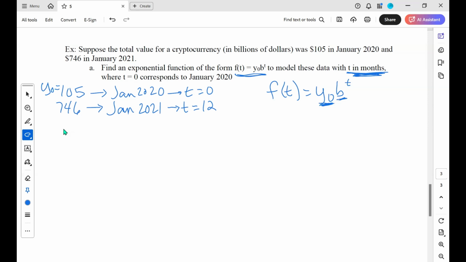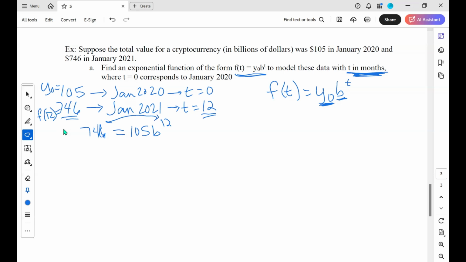So the question is, how do we find the b? Because the b is the harder one to find. And so we use this other information. This 746 is actually our f of 12. So when we go to plug in our information, our f of t is going to be 746, because we're using f of 12. And that's going to be equal to our y sub 0, which is 105, times b, which we don't know, to the 12th power. These two numbers will always correspond. So t equals 12 corresponds to 746.